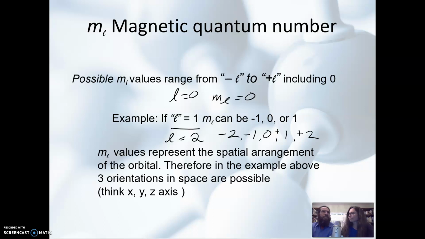I know l was giving us the shape, so what exactly is m sub l giving us? Yeah, m sub l tells us the number of orbitals that can exist because they're in different orientations. We can think about the x, y, and z axis when we're talking about the p orbitals. p orbitals were our dumbbell orbitals when l equals 1. So you can think of one running in the x direction, one in the y direction, and one in the z direction, kind of coming in and out of the plane of the screen here. So l equals 1 was the dumbbell, so m sub l could be -1, 0, or +1. So there's 3 different spatial arrangements.